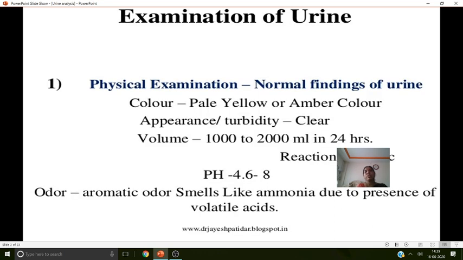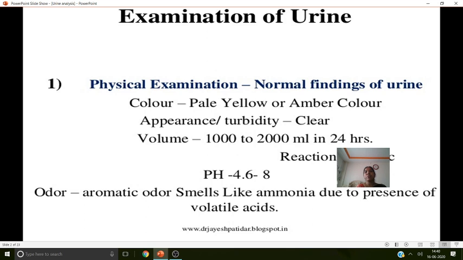Actually, we are going to examine the urine. We do the urine test for the diagnosis of different diseases or different patterns. So first we will see the examination of the urine. In the examination of the urine, we have physical examination, microscopic examination, and chemical examination. We have divided it into these three categories. So first, physical examination: normal findings of the urine.